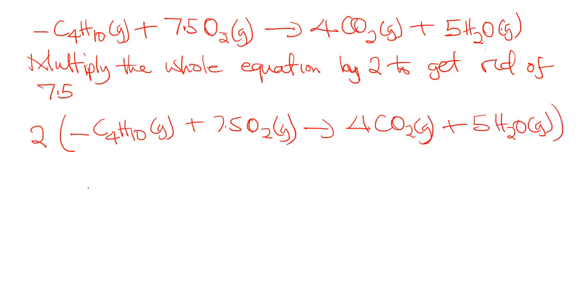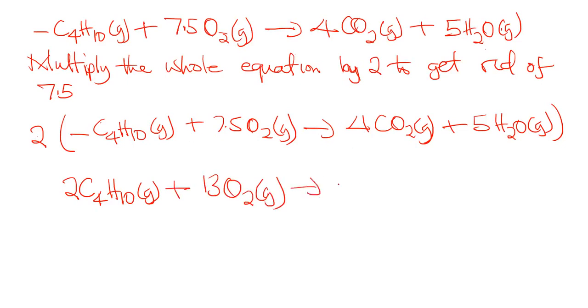So when you multiply the whole equation, eventually we are going to have 2 C4H10 gas. 7.5 times 2 is equal to 15, 15 O2 gas. 2 times 4 will give us 8 CO2 gas. 2 times 5 will give us 10 H2O gas. So this equation is balanced.